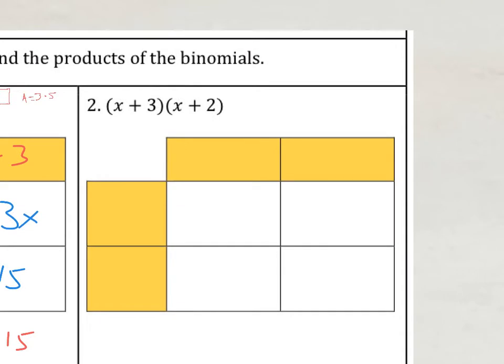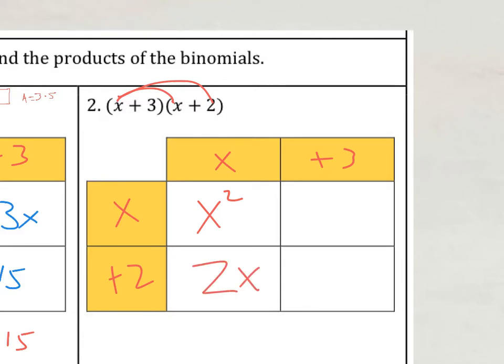Let's try it again. How about if we have x plus 3 and x plus 2? Again, we're going to multiply this x out here by this x. Well, that's these two right here, x squared. That's x times x. Then we have the x times the 2. That gives us this box. 2 times x is 2x.